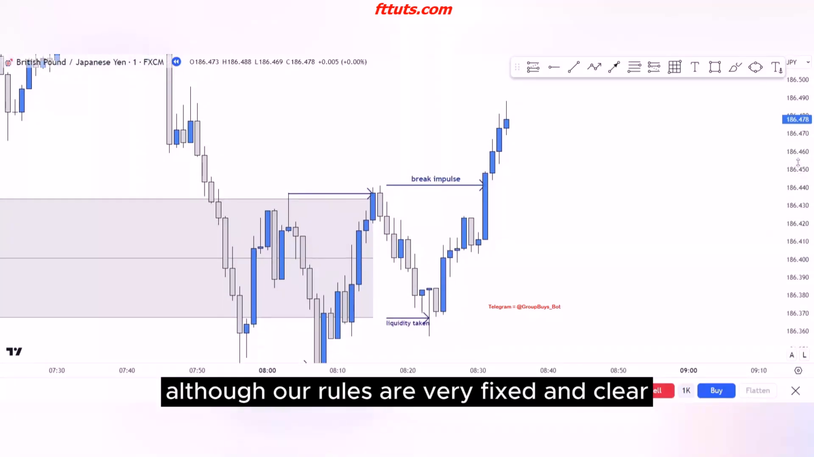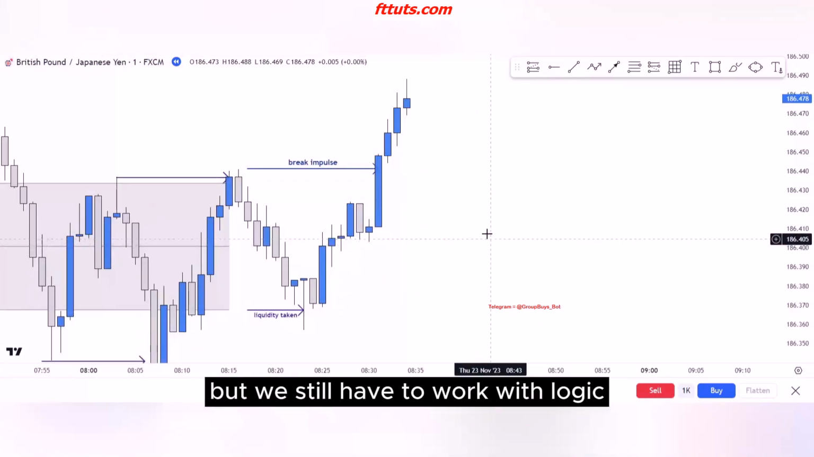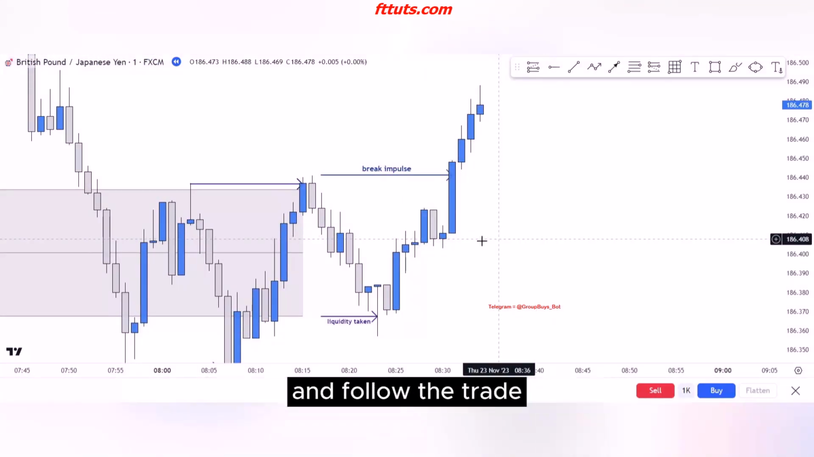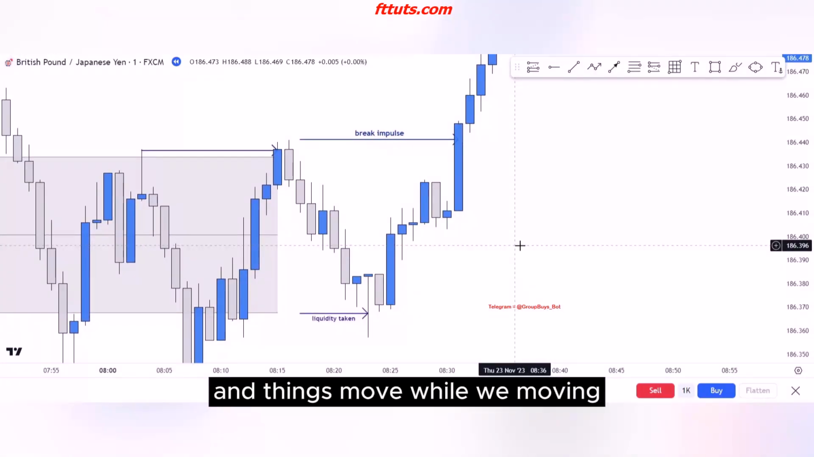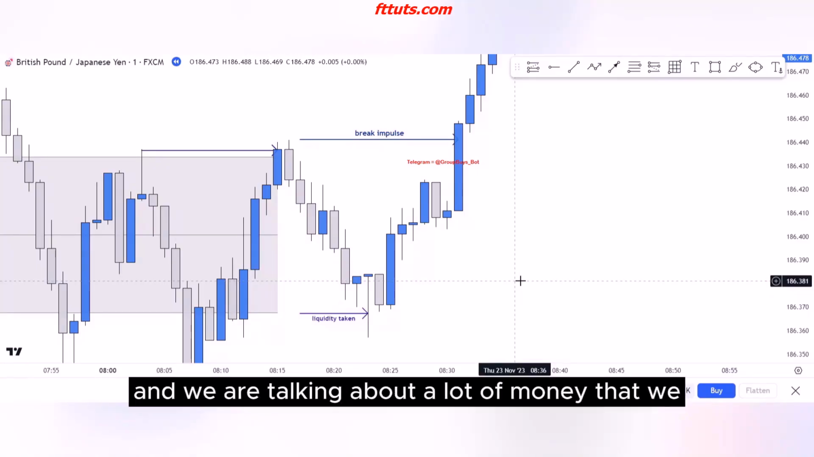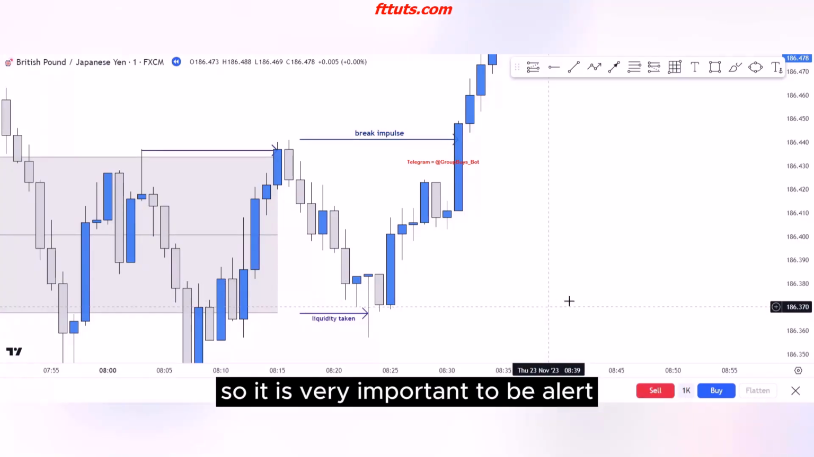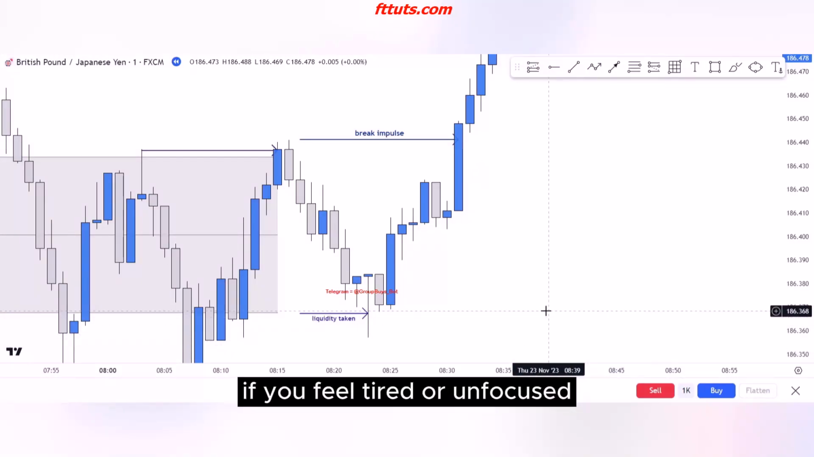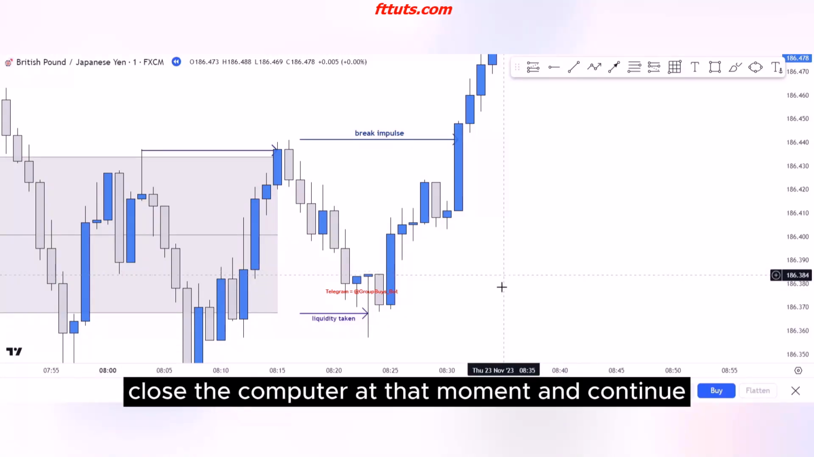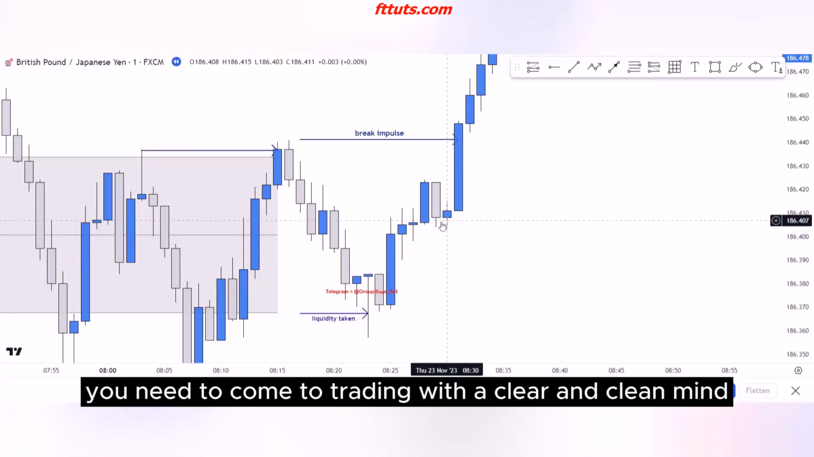Although our rules are very fixed and clear, we still have to work with logic and follow the trade because trading is very dynamic and things move while we're moving. And we are talking about a lot of money that we are risking, so it is very important to be as alert and sharp as possible. If you feel tired or unfocused, close the computer at that moment and continue in another day. You need to come to trading with a clear and clean mind.